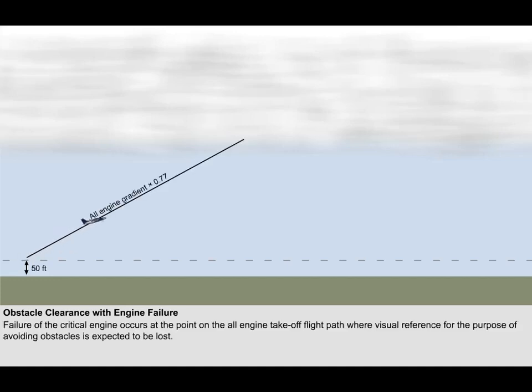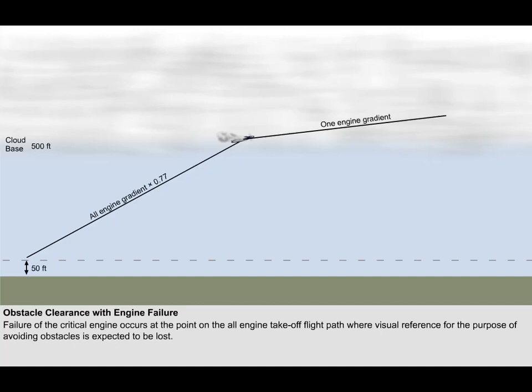You may recall that one of the compliance conditions requires that failure of the critical engine should occur at the point on the takeoff flight path where visual reference for the purpose of avoiding obstacles may be expected to be lost. What this means is that when the aeroplane enters cloud, the assumed performance must be based on one engine only.